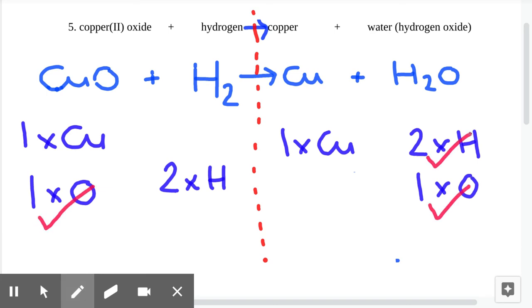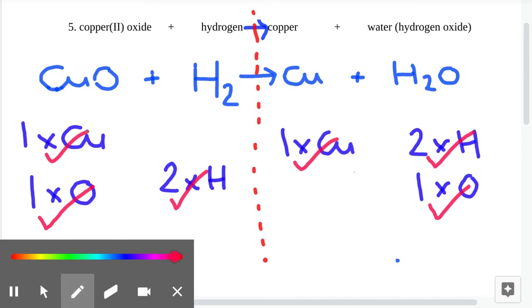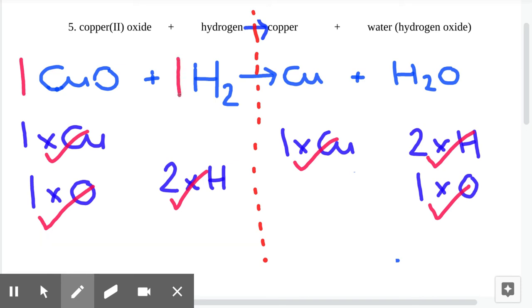Now you can see that in all of these examples, the oxygen is the same on both sides, the hydrogen is the same on both sides, the copper is the same on both sides, which means that this equation is already balanced. So to all intents and purposes, what we'd have is one of these reacting with one of these to make one of those and another one of water. But ultimately, we don't need to write any numbers. That equation is balanced, and we can just move on to the next example.